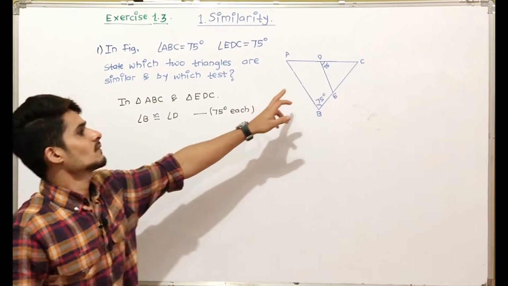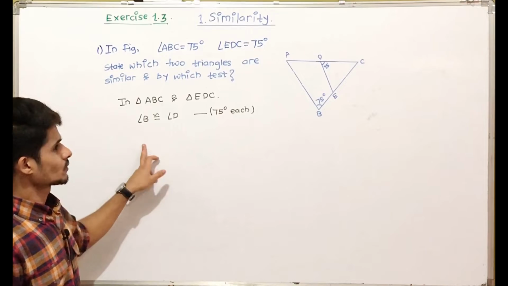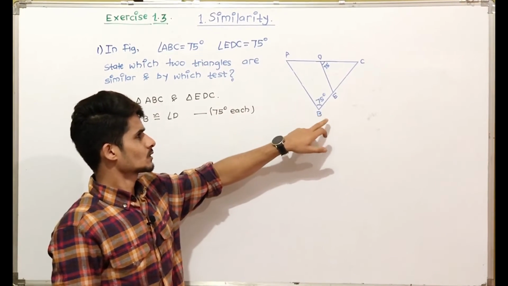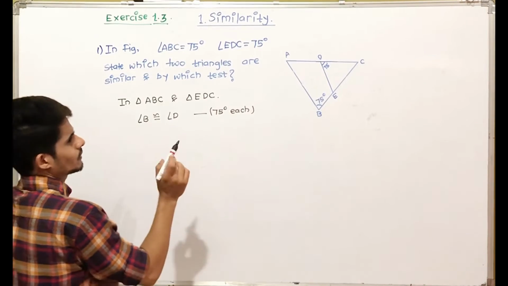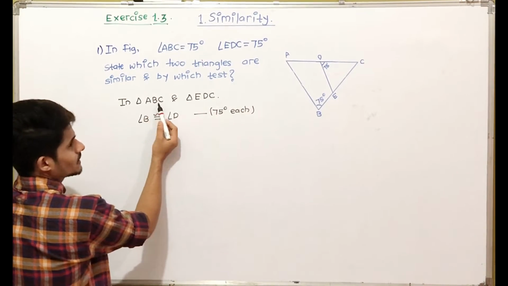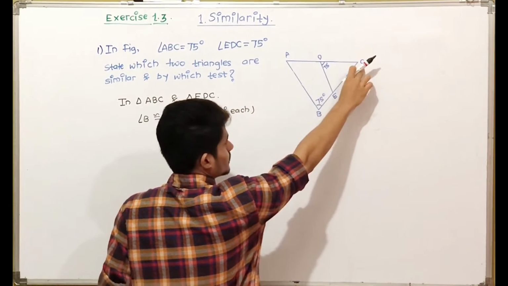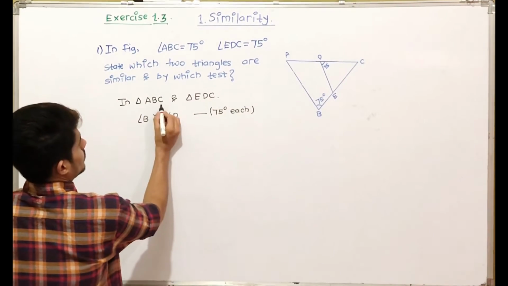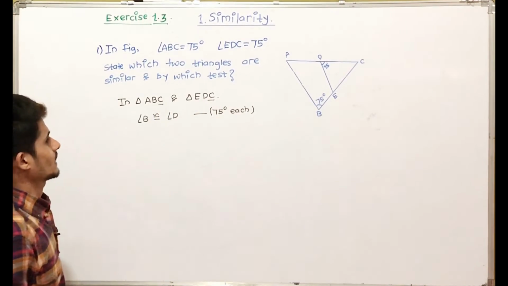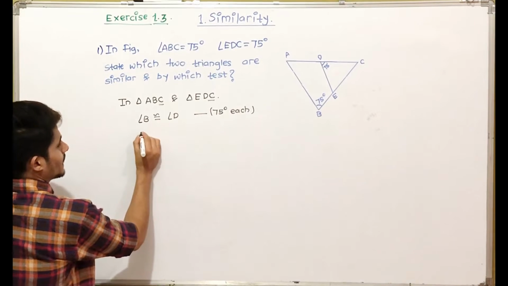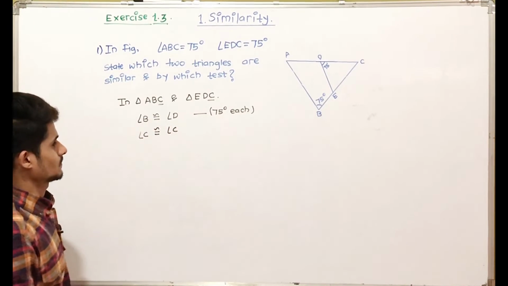We have to state which two triangles are similar and by which test. So first, angle B is congruent to angle D, 75 degrees each. Now if you see triangle ABC and triangle EDC, we have angle C in both the triangles. So angle C is congruent to angle C.